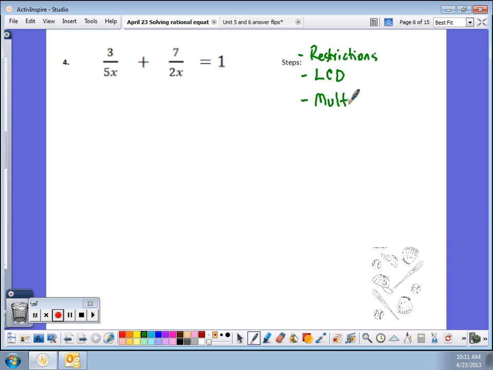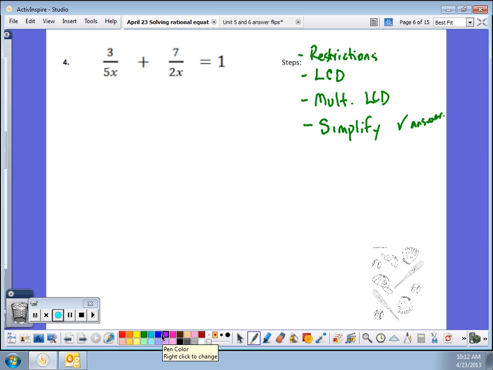Multiply both sides by the LCD. That will, in one step, get rid of all the denominators. If it doesn't, then we didn't have the correct LCD. The last step would be what? Jason, what do we need to do in our last step? Very good. Simplify and double check that our answer is correct, and see if we have any extraneous solutions.